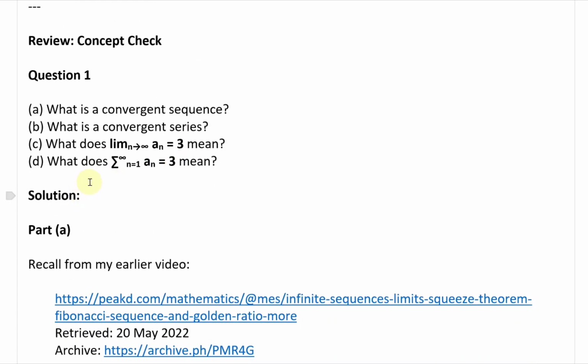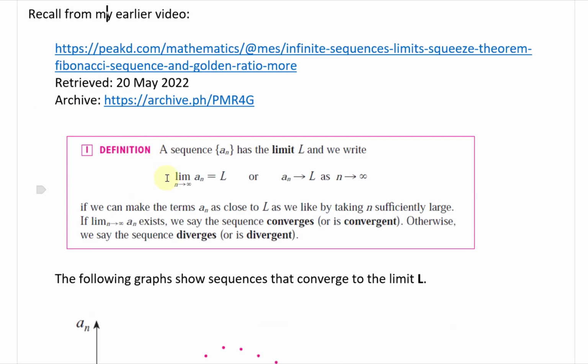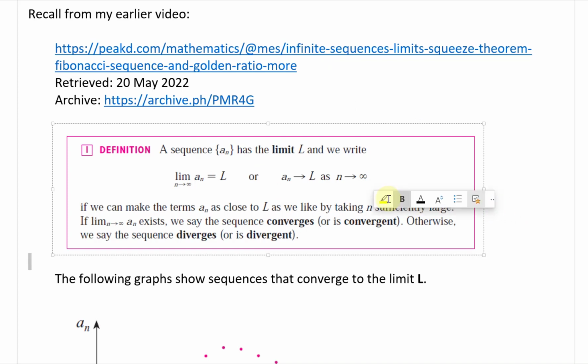All right, so here is the solution. Part A: What is a convergent sequence? Well, you could just recall from my earlier video. Again, we're reviewing basically all my earlier videos on this. There's a link to the Hive article, which includes the video inside, and the notes. And here I just put a screenshot from my calculus book because it's a bit more compact and neat.